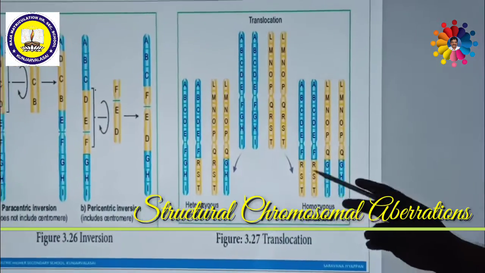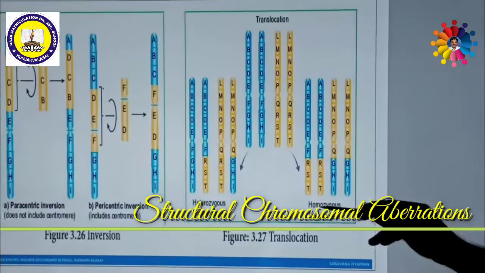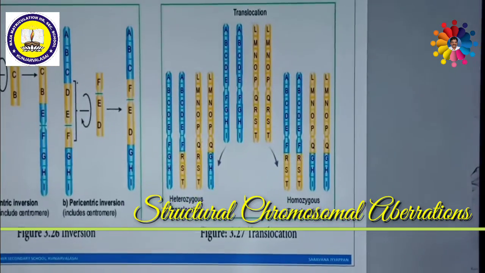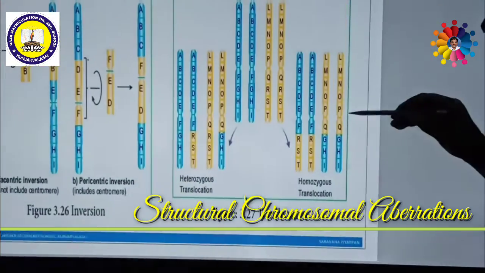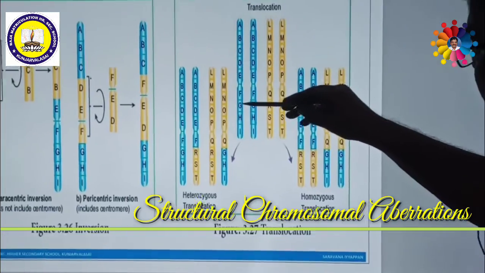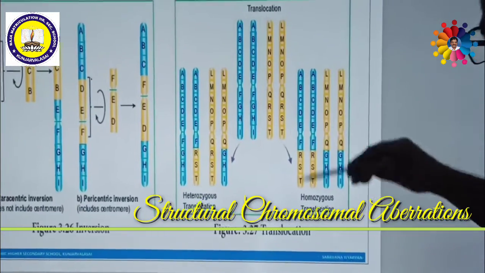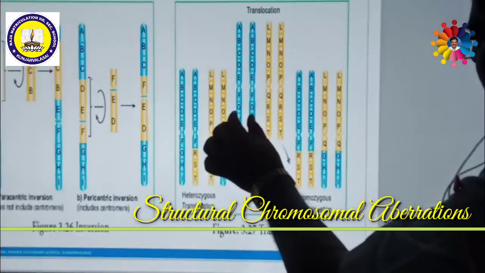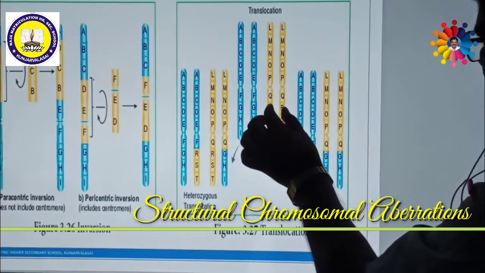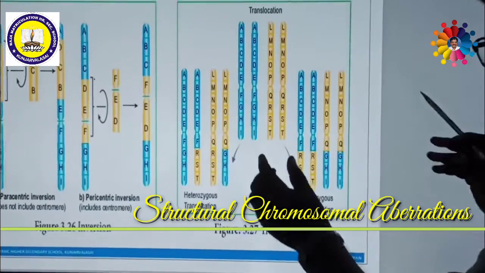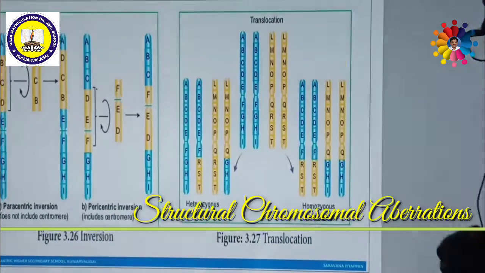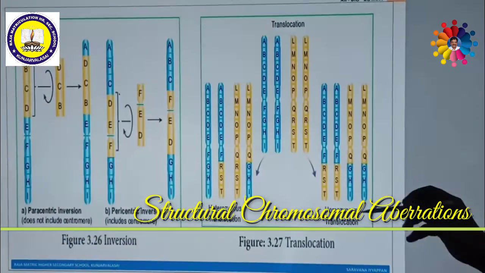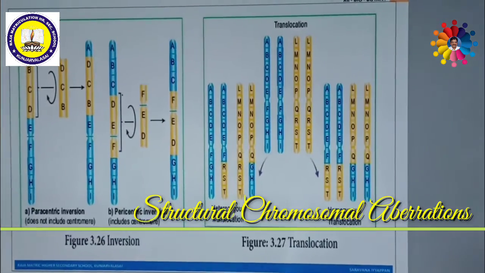This is of two types, namely homozygous and heterozygous. Homozygous means both homologous chromosomes are involved: this GHI is cut off, and similarly RST is cut off. This GHI is joined, and this RST is joined. Both are simultaneously cut off and joined, forming a homozygous condition. So this is called homozygous translocation.